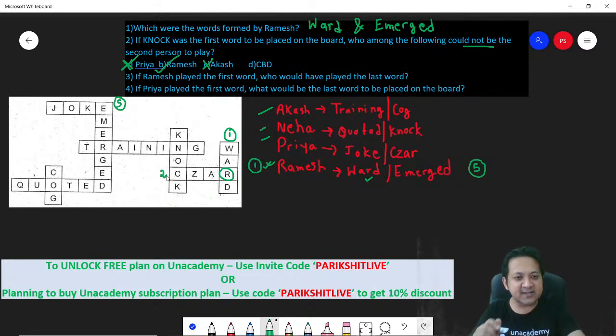Similarly, if the second word is czar, can I say the third word has to be knock? Why? The third word has to contain one letter from the second word, and in this case the letter common is C. So knock has to be the third word. Similarly, the fourth one has to be training. Right? Why? Because in that case it has the letter N common with the third word. So 4 is done. Fifth, remember, order remains the same, has to be emerged.